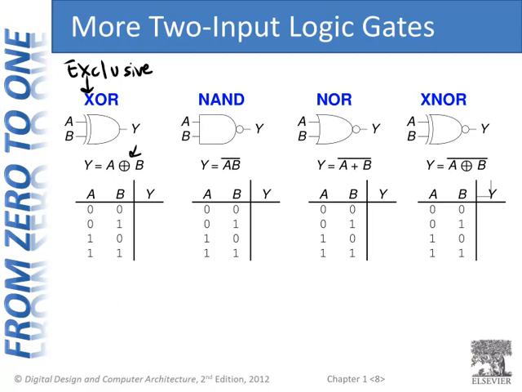So the XOR, y equals A XOR B. The output y is true when either A or B is true, but not both. So it's similar to an OR gate in that it's true when A or B is true, but it's dissimilar to an OR gate because it's not true when both of the inputs are true.